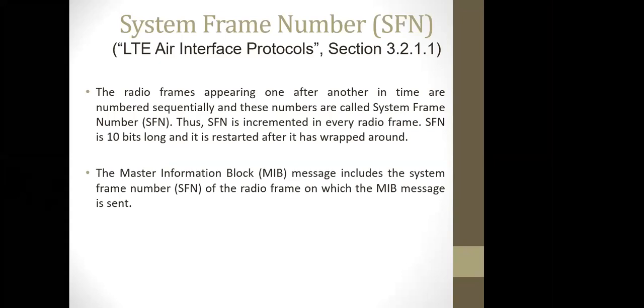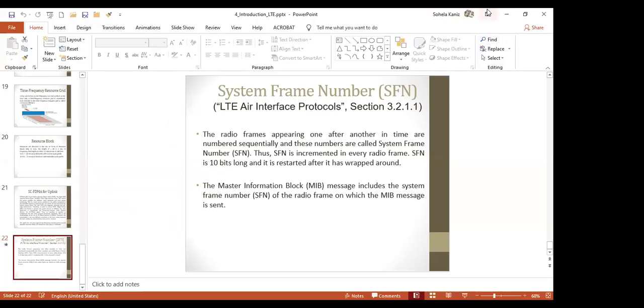We'll look at the system messages later, but one of them is the MIB, or master information block, which includes the system frame number, SFN. But the point is all radio frames are numbered sequentially. If one is 472, the next radio frame will be 473, then 474. This is what I added to that previous slide.